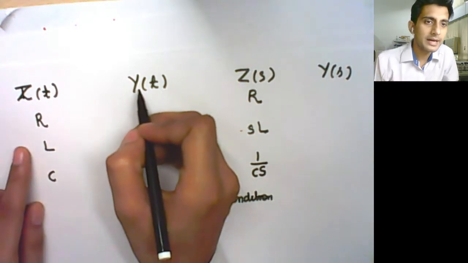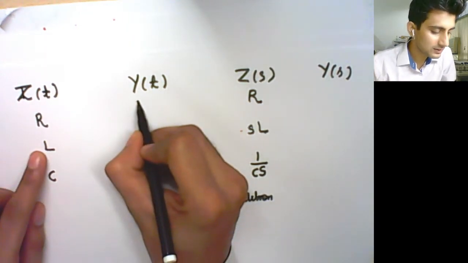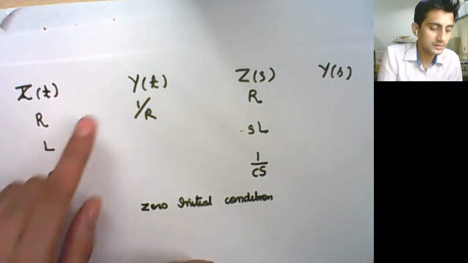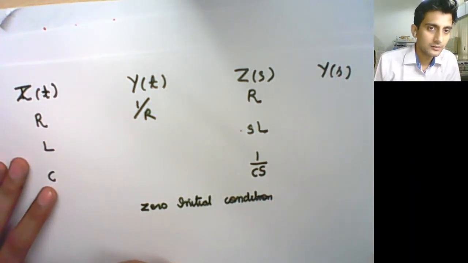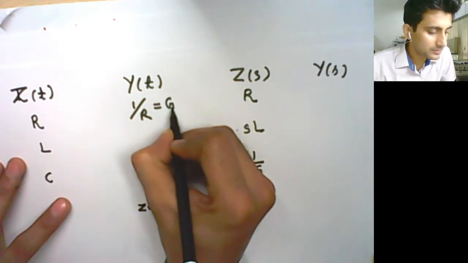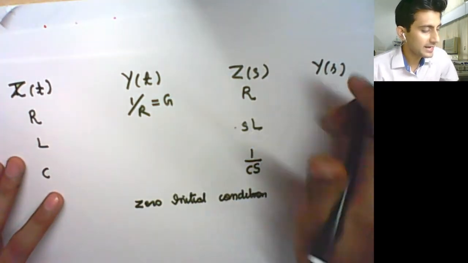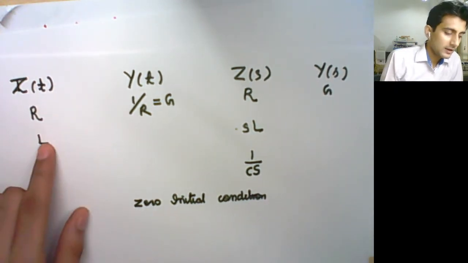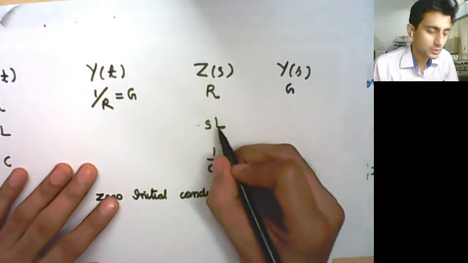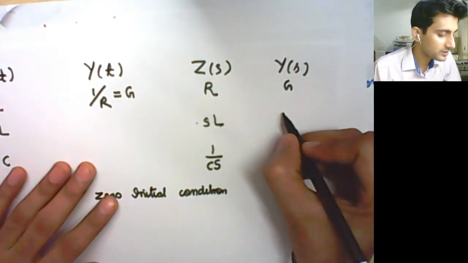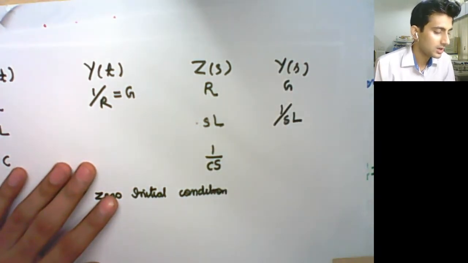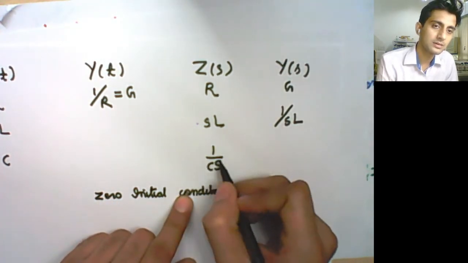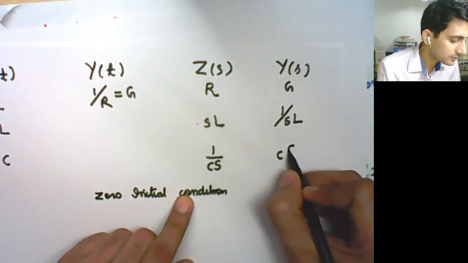When we talk about Y of t, our Y is 1 upon R because 1 upon resistance is conductance and Y remains conductance. So if I say that this is equals to some constant G, then this Ys will also be equals to some constant G. That's it. If you take Ys, it would be 1 upon Zs. So what would be 1 upon Zs? 1 upon sL. And if you take Ys of capacitance, what it will be equals to? 1 upon this, it would be just equals to Cs.